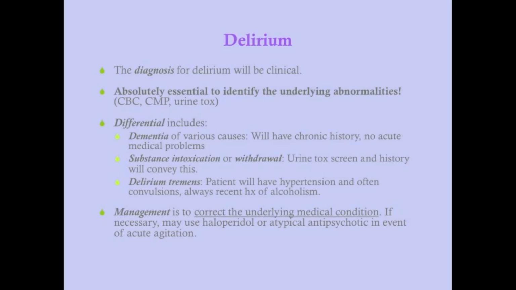Substance intoxication and withdrawal are also a cause of delirium, but it's something that you need to quickly notice if it's there, because it's something that you can treat right away, especially if it's heroin. And so the urine tox screen and history will convey this. And then delirium tremens. These patients will have a history of alcoholism, and they'll also have hypertension and convulsions. Hypertension and convulsions aren't typical in the other causes of delirium.